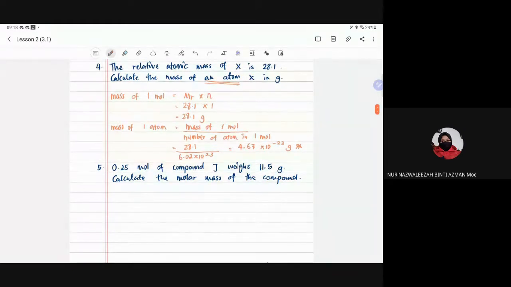Question 5 pula. 0.25 mole of compound J weighs 11.5 grams. Calculate the molar mass of the compound. This should not take you long. I'll give you 2 minutes untuk jawab soalan ni before we proceed.